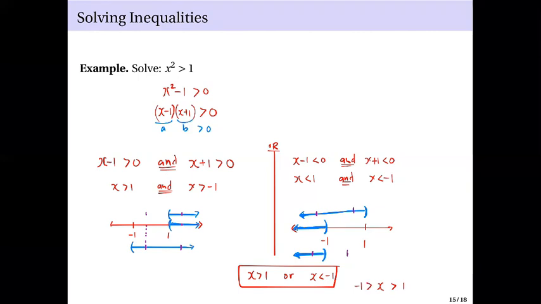But notice, what is this? This means -1 is greater than +1. So this guy here doesn't make sense, correct? This guy here does not make sense. Your -1 is greater than +1. So some students do this, and this is not correct.